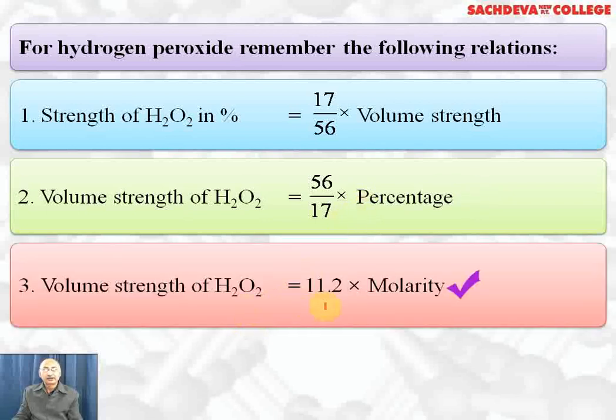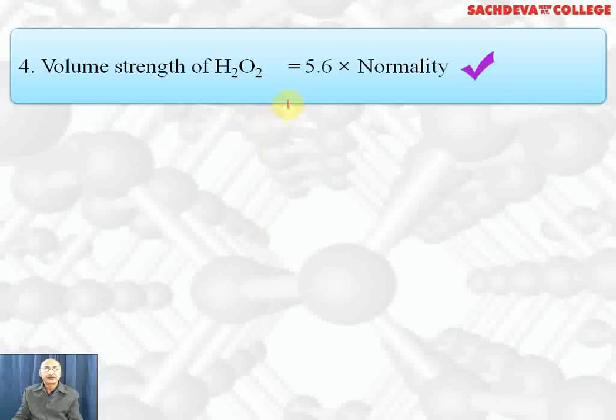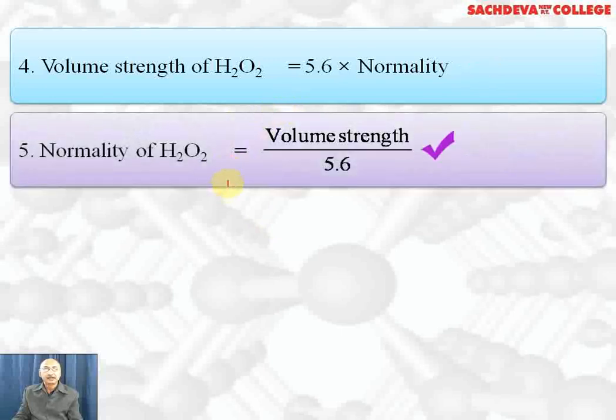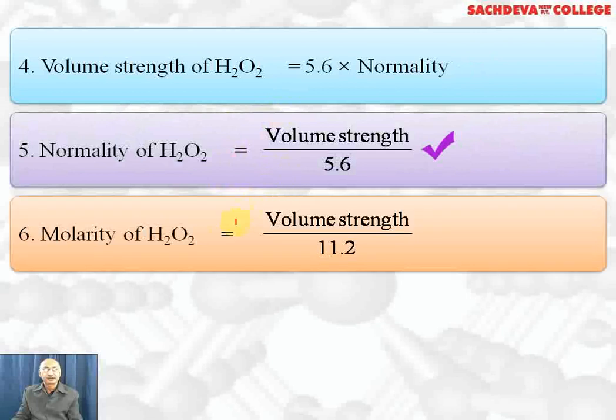Volume strength of hydrogen peroxide can also be obtained by multiplying 11.2 with molarity, or 5.6 into normality. Normality of hydrogen peroxide will be volume strength divided by 5.6. These are shortcut ways. Molarity is volume strength divided by 11.2. For example, 10 volume divided by 11.2 will give 0.89. And normality will be 10 volume over 5.6, that is 1.7 normal.